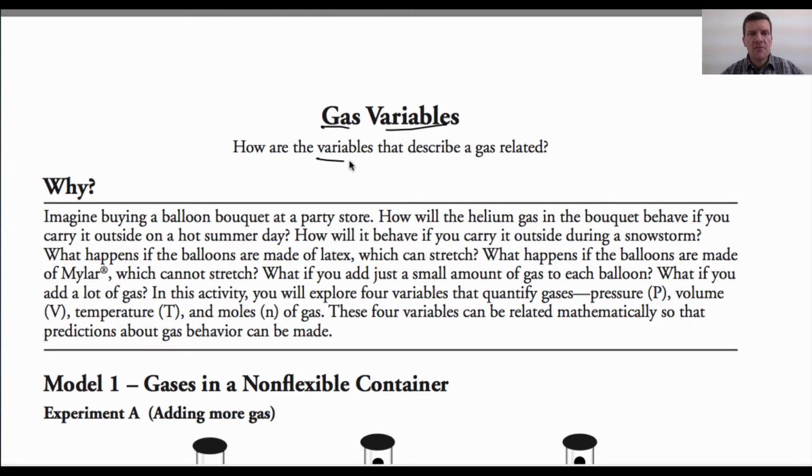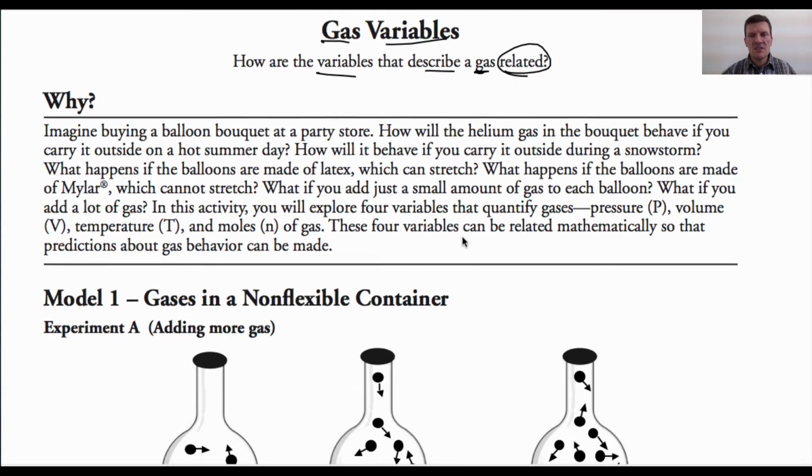Basically, we're going to be looking at the variables that describe a gas, and we're going to be seeing how they're related. How are those variables related one to another? As mentioned, we're going to be focusing on pressure, volume, temperature, and quantity or number of particles.